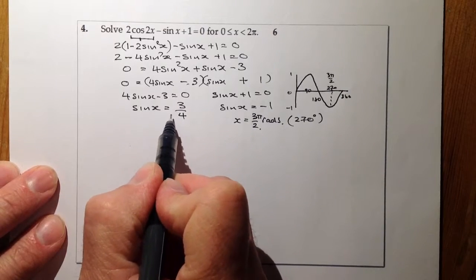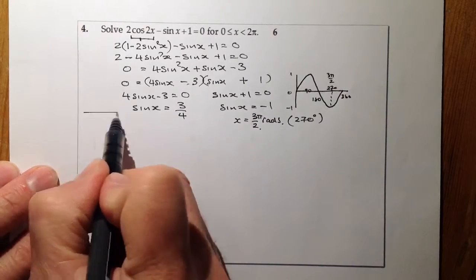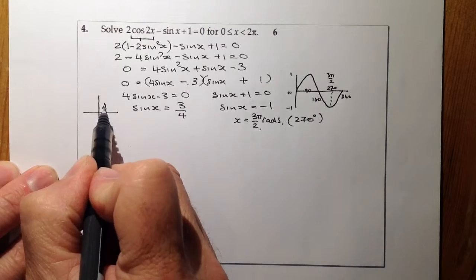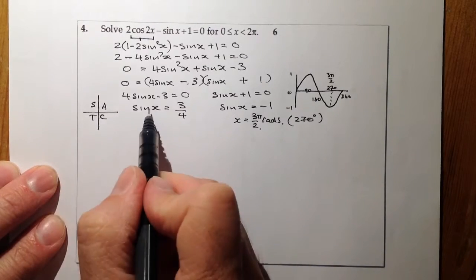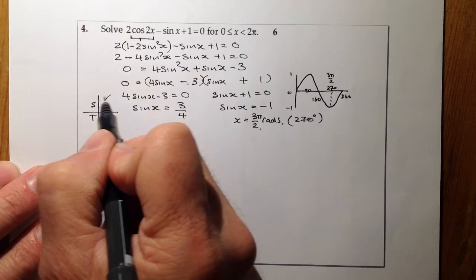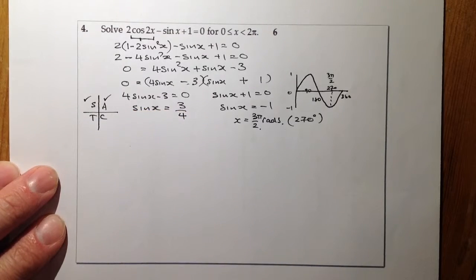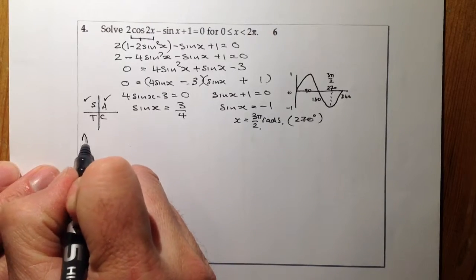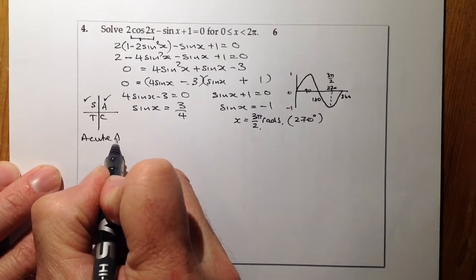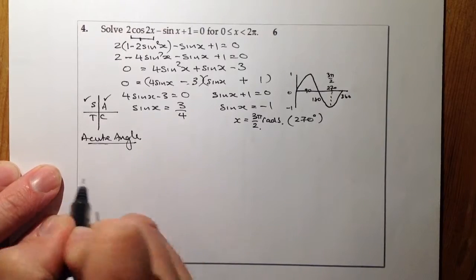Right, let's look at this side here then. I've got sine x is equal to positive 3/4. So if I think about the CAST table, I'm looking at where sine is positive, so I'm looking for a solution in the first quadrant and also in the second quadrant. Right, so let's find the acute angle first of all. That's in the first quadrant.